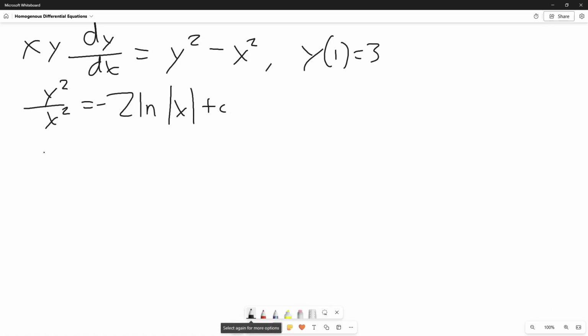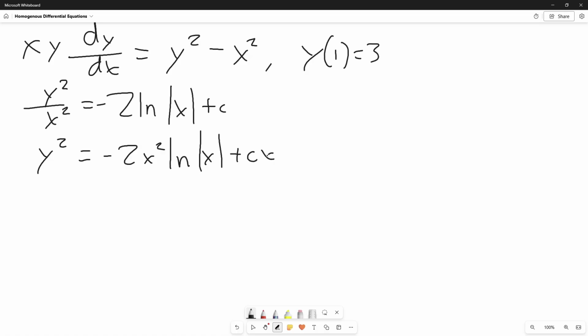Multiply both sides by x squared: y squared equals negative 2 x squared ln absolute value of x plus c x squared. And you don't have to square root both sides. If the question doesn't make you write it in the form y equals f of x, or explicitly tell you to, then you can just leave it as y squared equals this. And so now we can find c.